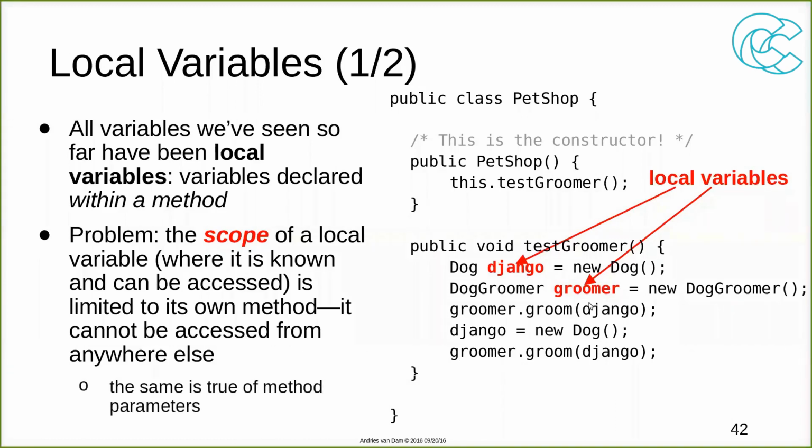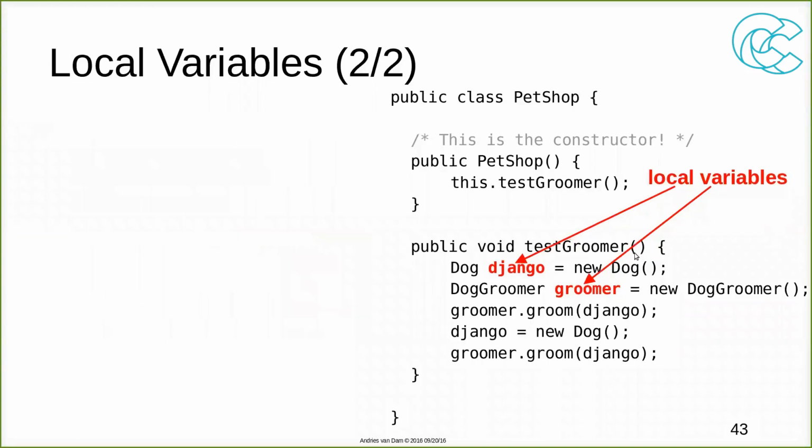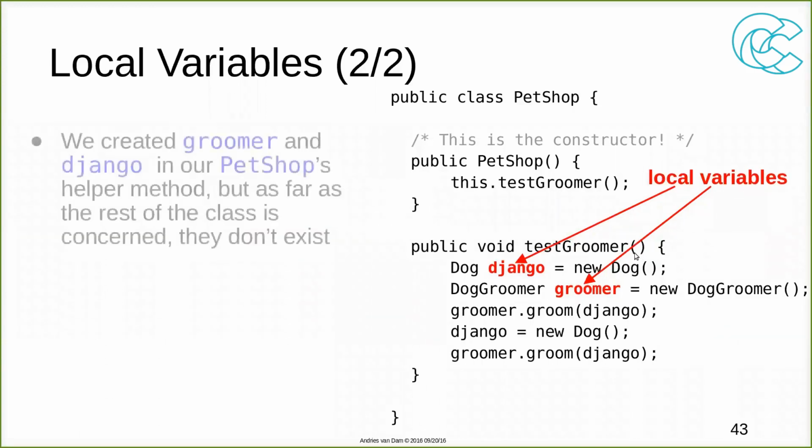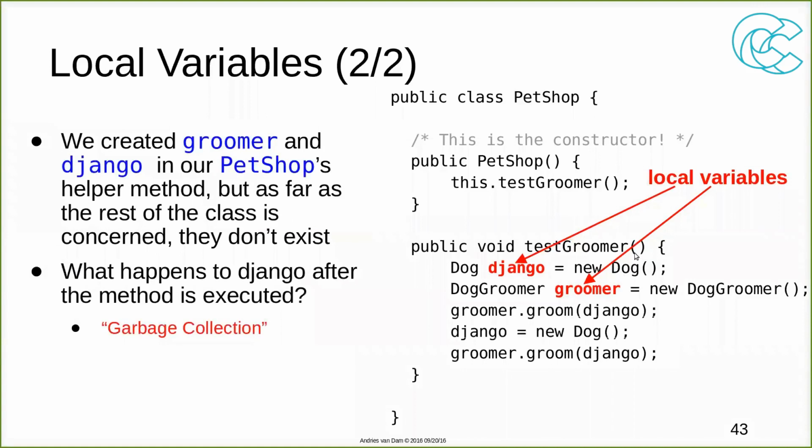So this also is applicable for method parameters. Let's say test Groomer has one parameter; the value of this parameter can only be accessed within this method. If you go beyond this, then you cannot access the parameter. So this is an example of it. We'll come to the example in the next slide.